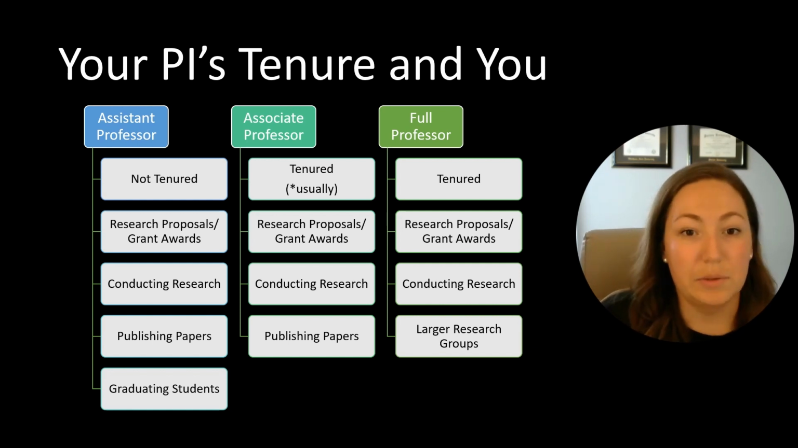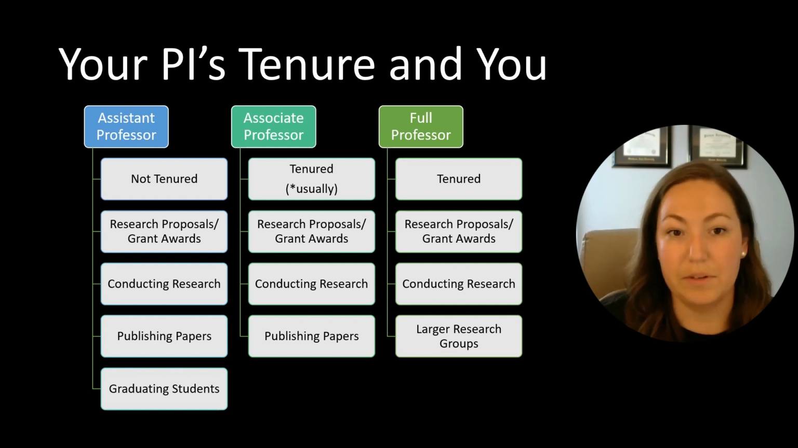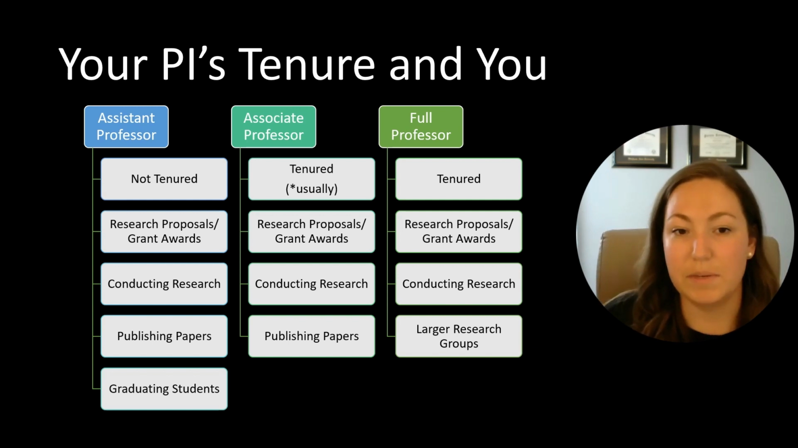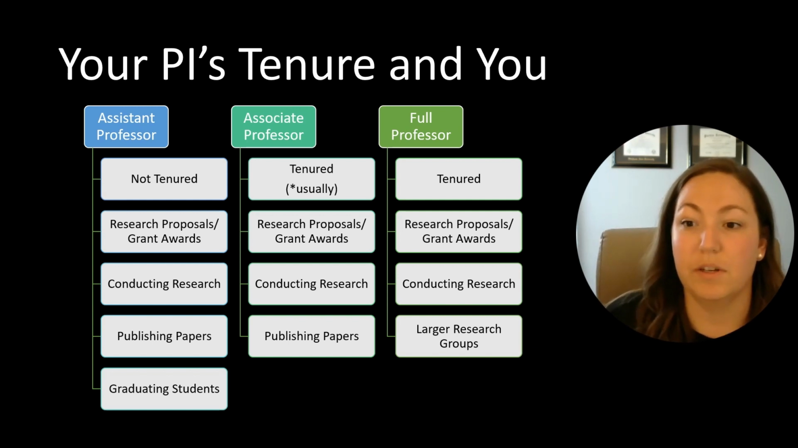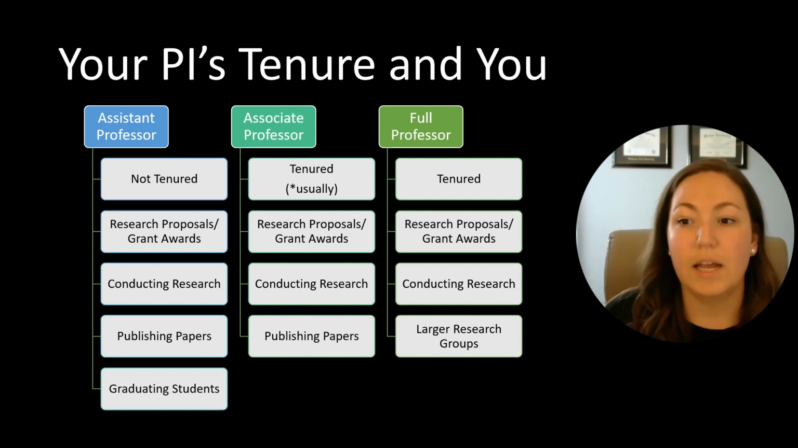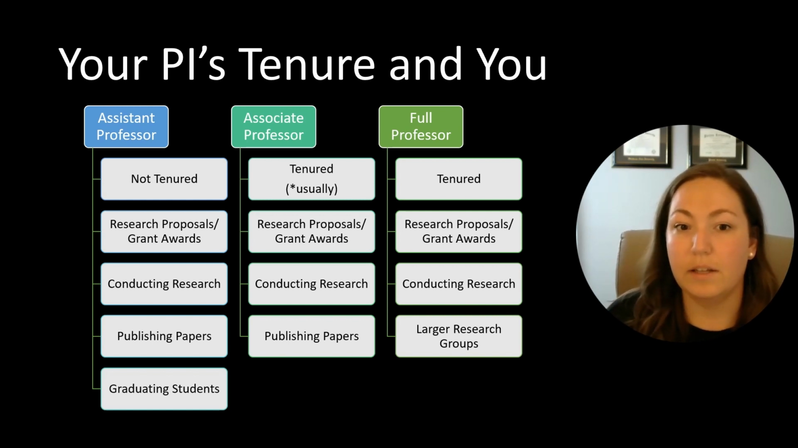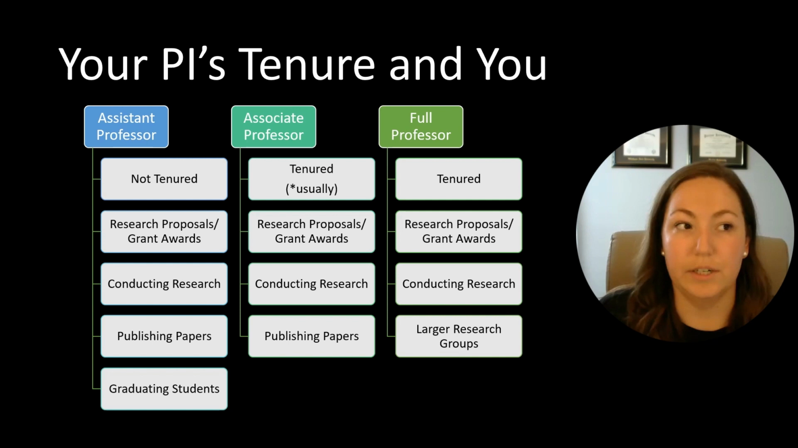We also have associate professors who are usually tenured. Usually when an assistant professor gets tenure, they will become an associate professor. You can have an associate professor that is not tenured. That means that they've usually done an assistant professorship at another university and have been hired by their current university as an associate professor and will go up for tenure in a couple of years.